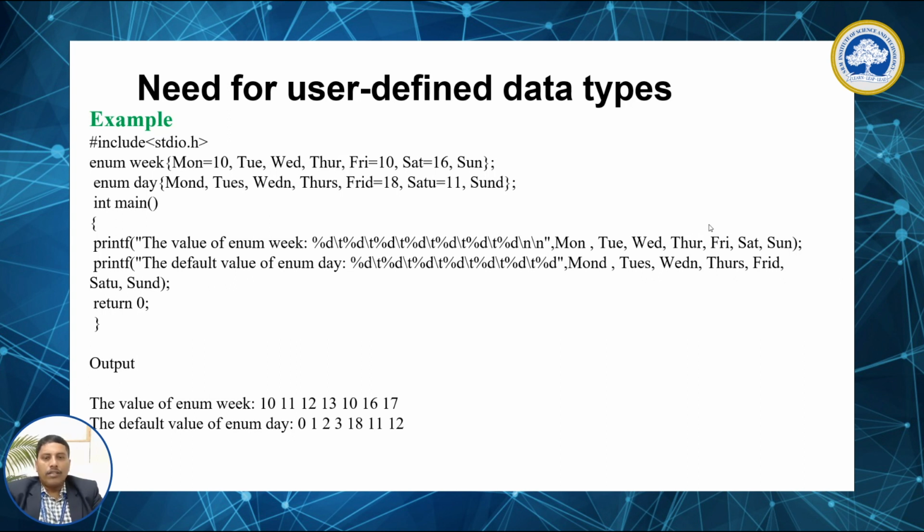If you print these, for week you will get 10, 11, 12, 13, 10, 16, 17, whereas if you print day, you will get 0, 1, 2, 3, 18, 11, and 12.